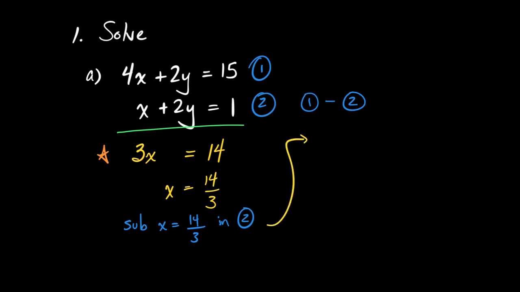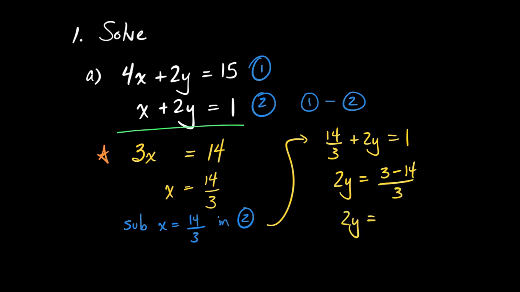So I'm just going to wrap around up here. In equation 2 now, my x is 14 thirds. And I can now go through and solve. I can get rid of my 14 thirds, which means I need to subtract 14 thirds. That means I need a common denominator. So 1 is going to be 3 thirds, subtract 14 thirds. That is going to give me a negative 11 thirds. And when I divide out my 2, I'm going to multiply that bottom by it.